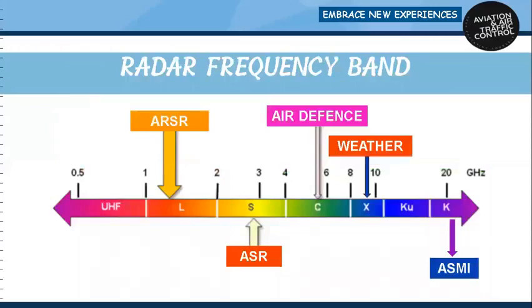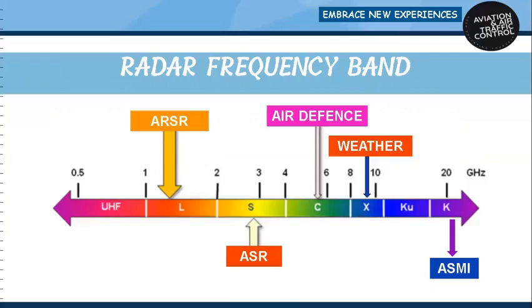This is the radar operating frequency band from 1 gigahertz to 20 gigahertz. L-band radar operates in the 1 to 2 gigahertz frequency band. These are long range search radar, with maximum range up to 200 nautical miles. En-route radar falls in this category.